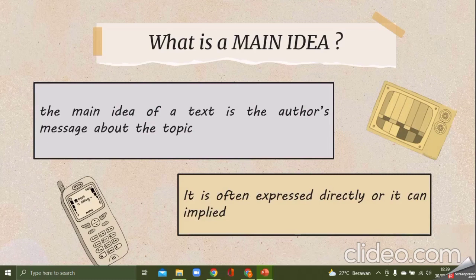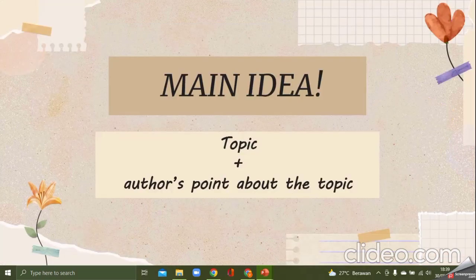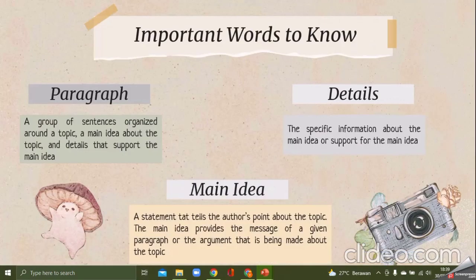The main idea of a text is the author's message about the topic. It is often expressed directly or it can be implied. Main idea: topic, plus the author's point about the topic. Important word to know: paragraph.